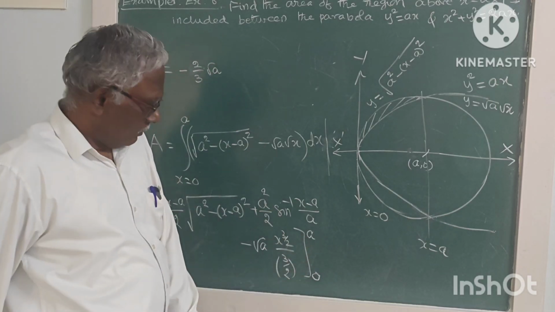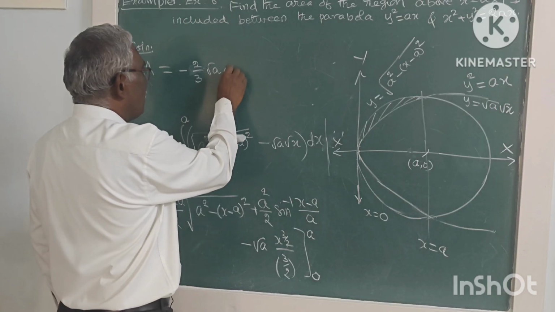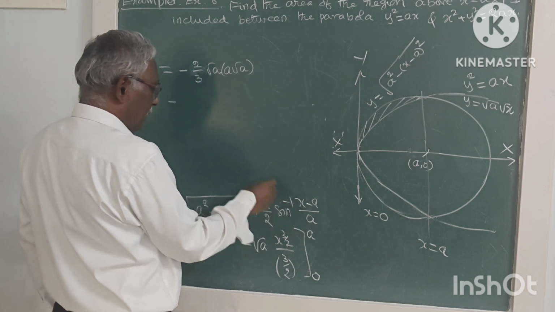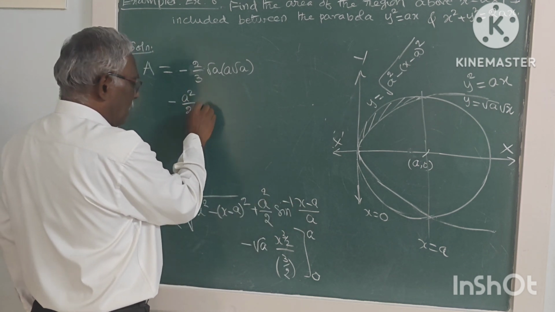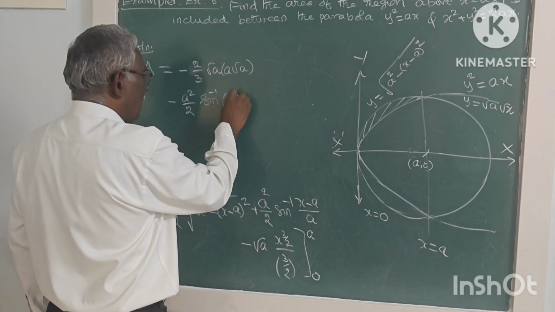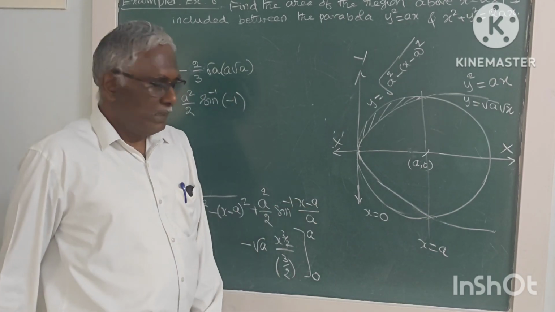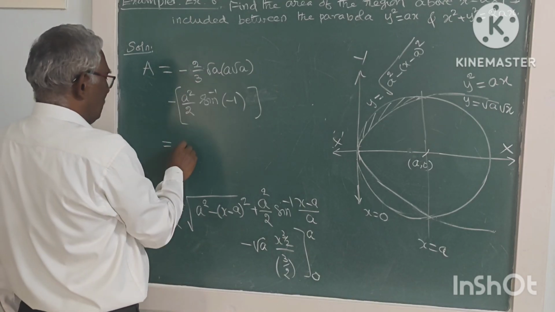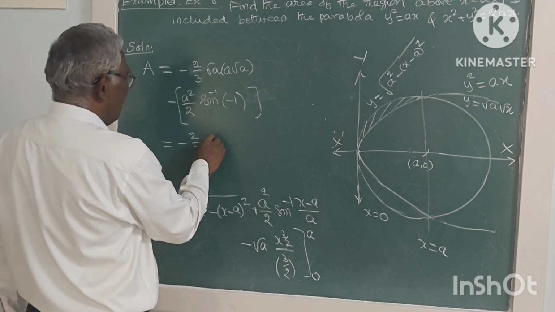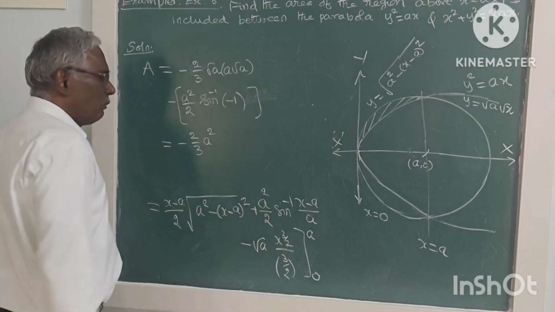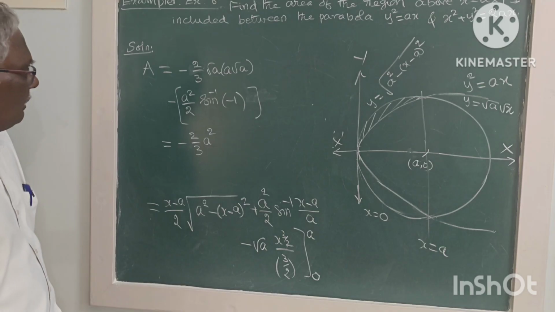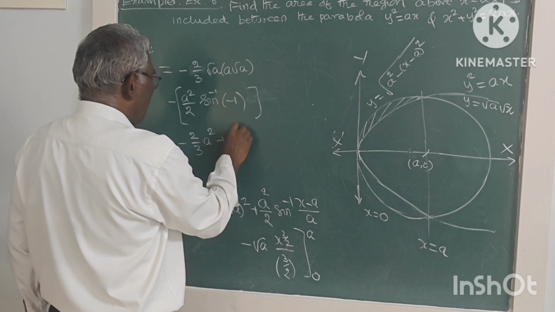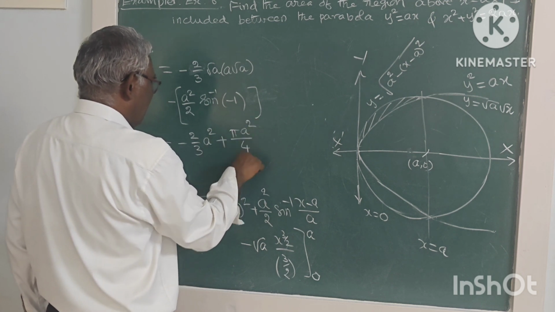Again for x put a, power 3 by 2, a root a, minus, put x is 0, a square by 2 sine inverse of minus 1. X is 0 means minus a by a, minus 1. So this is nothing but minus 2 by 3 times a square. Sine inverse minus 1 is minus sine inverse 1, so it will become plus pi by 2, plus pi a square by 4.